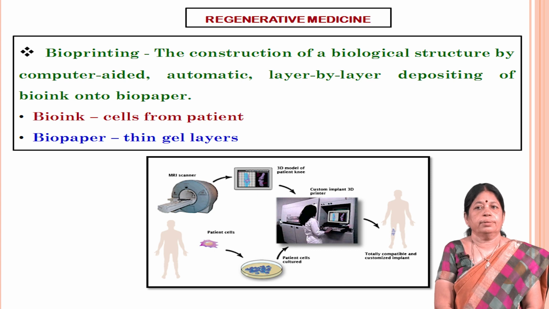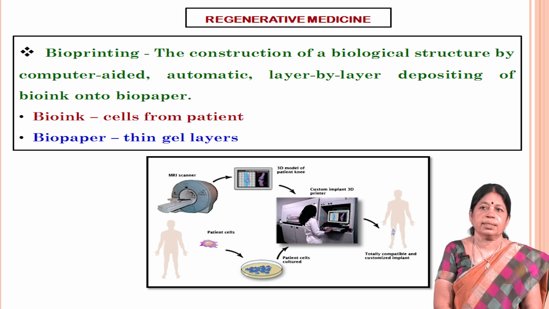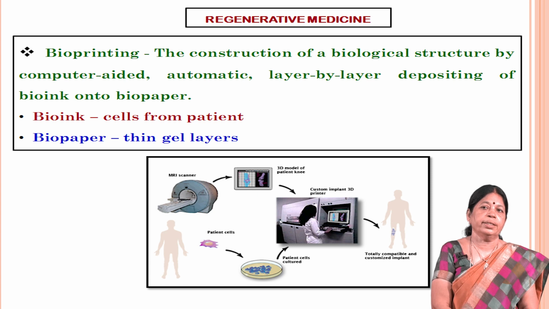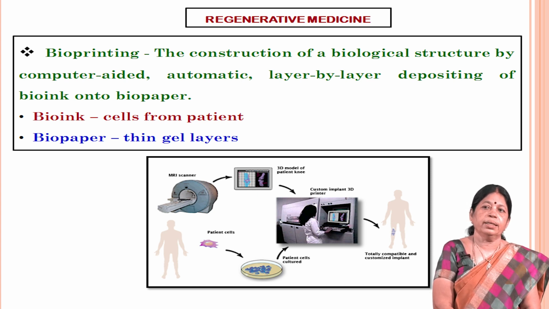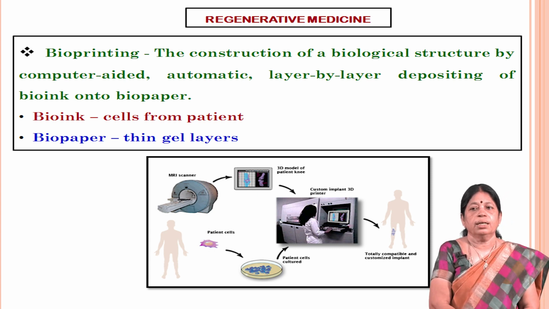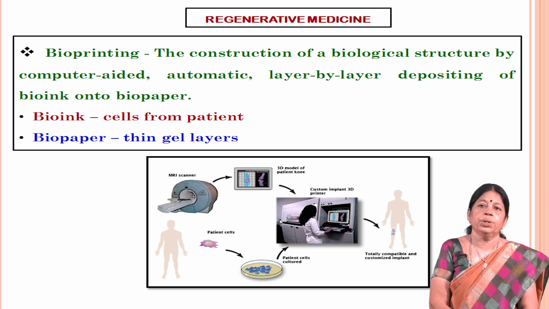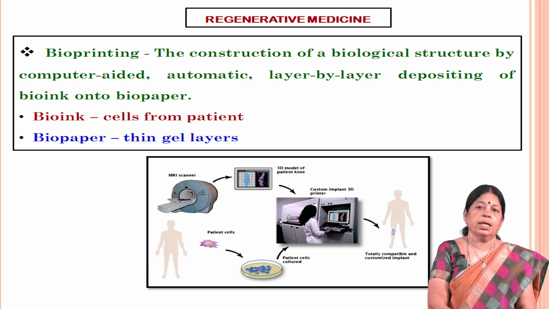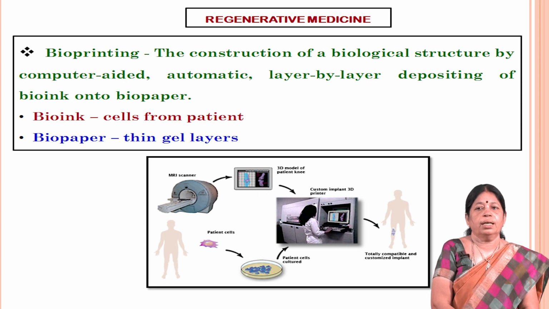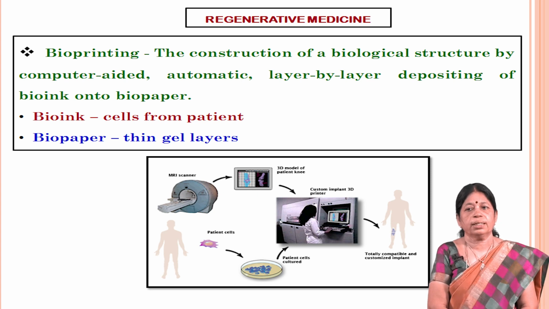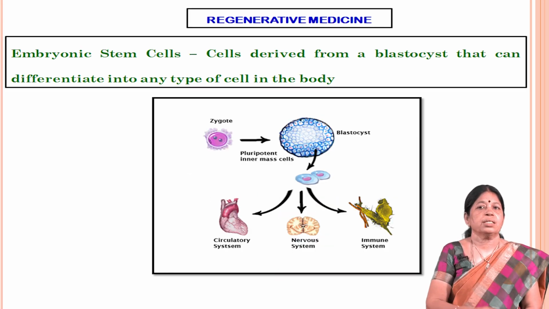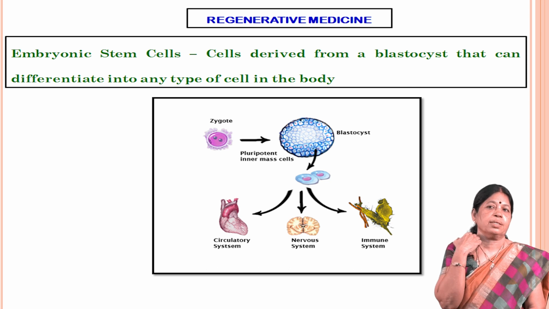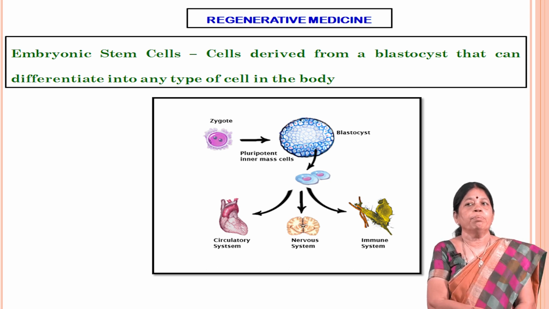Then bioprinting, the construction of biological structures by computer-aided automatic layer-by-layer depositing of bio ink onto bio paper. These are very recent and advanced technologies. So bio ink is cells from the patient, and bio paper is a thin gel layer used as a paper, similar to a blotting technique. Then embryonic stem cells. What are embryonic stem cells? The cells derived from a blastocyst.